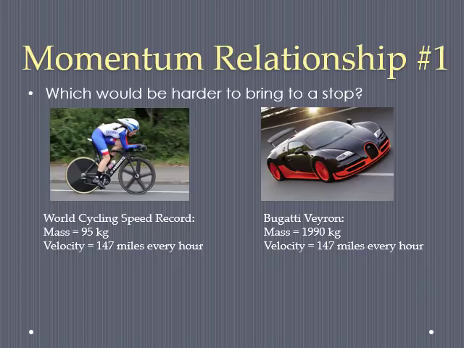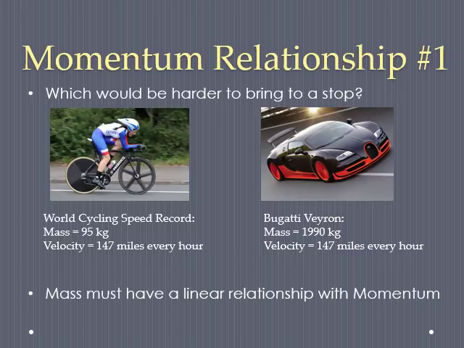So obviously they're both going to be tough to bring to a stop, but who would be easier, the cyclist or the Bugatti? Hopefully, if you think about it, you realize that the Bugatti must have a lot more momentum. It's going to be much harder to bring to a stop. And the reason it has so much more momentum is because its mass is much larger. So in other words, mass has a linear relationship with momentum. The bigger the mass, the bigger the momentum.